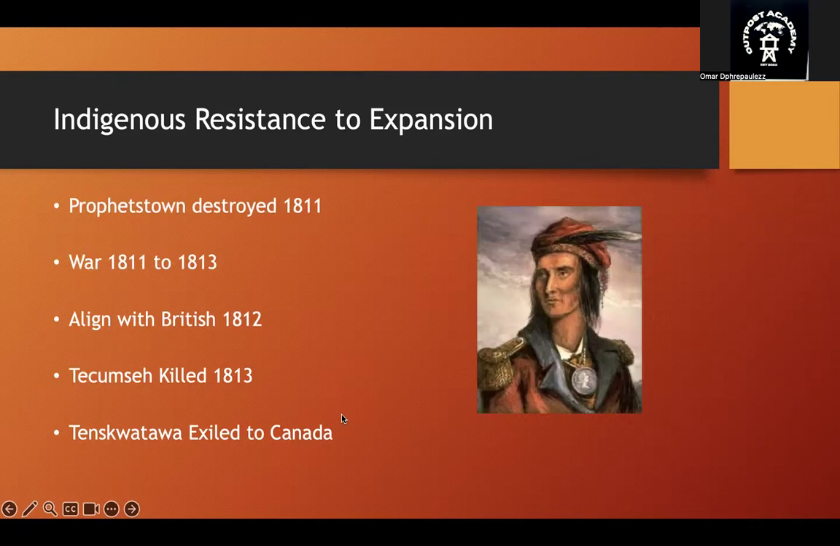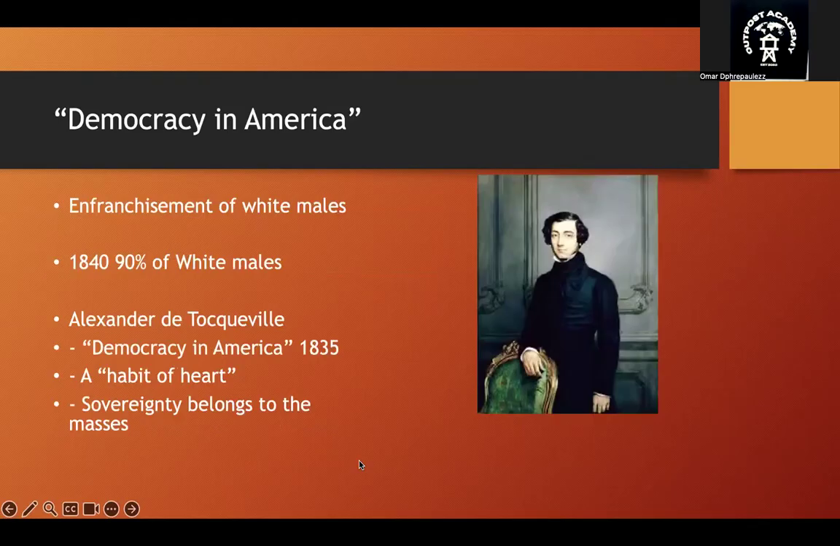Prophetstown is destroyed in 1811. From 1811 to 1813, this is when Tecumseh is waging his war against the United States. He allies with the British in 1812, but he's killed in 1813, and Tenskwatawa is exiled to Canada. But what's important about this is you have another instance, and you'll see this later on in the late 19th century, where indigenous people recognize that the conflicts between them pale in comparison to the threat they face at the hands of Anglo-American expansion.